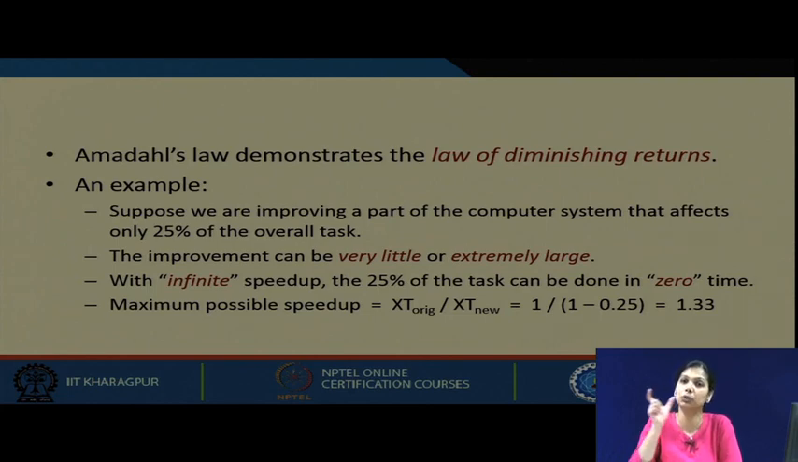75% of the task remains, and only that 25% of the task are we making some improvement. And what kind of improvement? We are saying that we keep that time 0, so in no time that particular task can be performed. So the maximum possible speed up is execution time original divided by execution time new. Let us say the original execution time is 1. What will be the new execution time? Out of the total 100% of the task, 25% can be done in no time, so you take out that 0.25, which gives 1.33. So we can have a maximum of this much improvement if we can do that 25% of the task in no time.